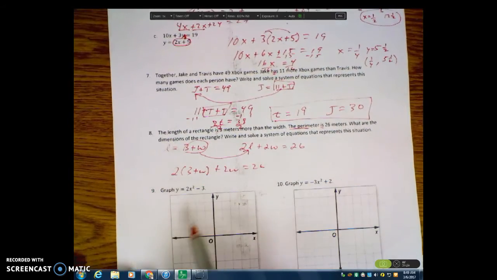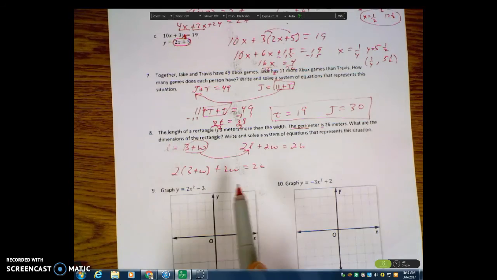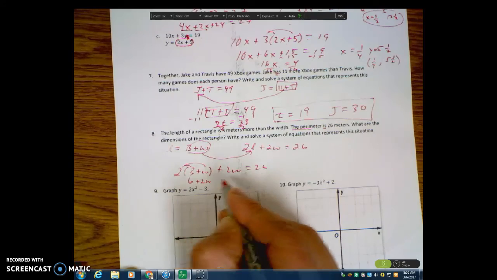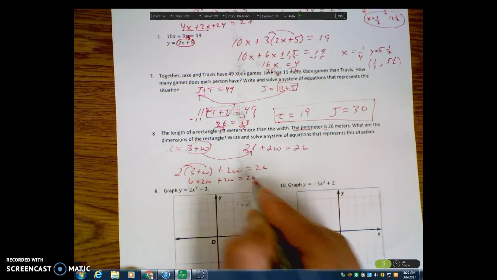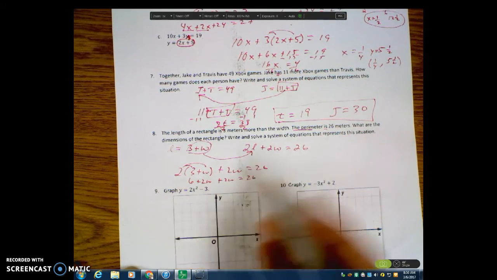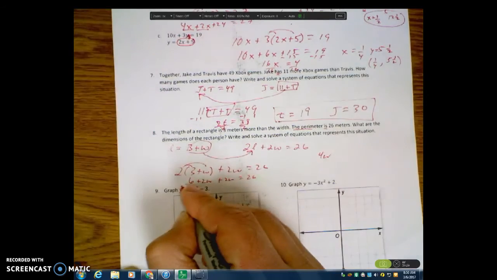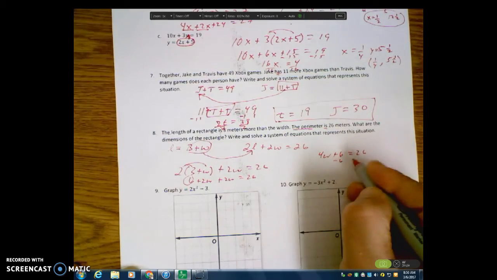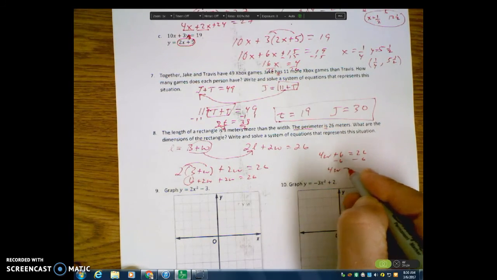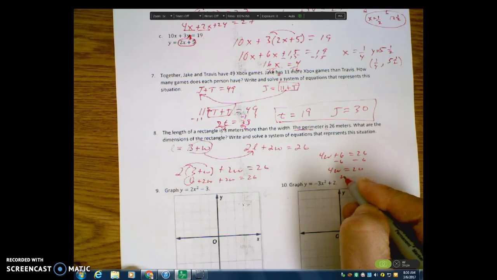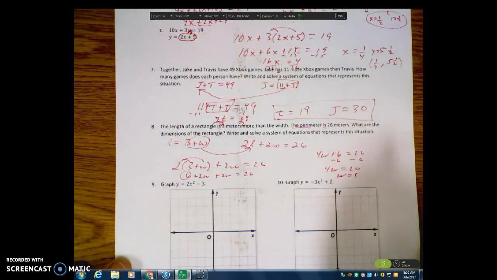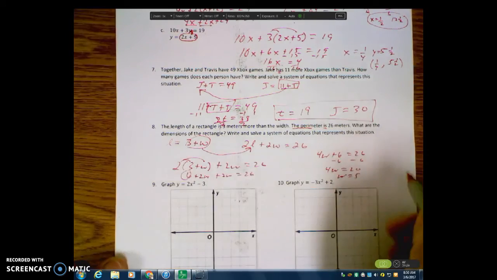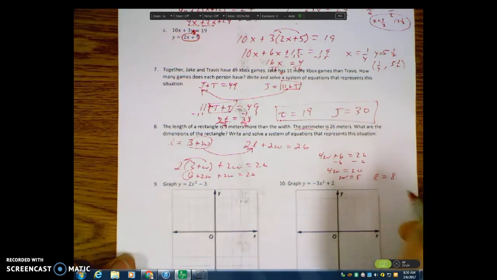And now notice that we have one equation with one variable. So I'm going to distribute and combine like terms. 2W and 2W is 4W plus 6. That's positive 6. So plus 6 equals 26. Subtract 6. I'm going to get 4W equals 20. And W equals 5. I divided both sides by 5. And then I'm going to find the length by plugging it into here. 3 plus 5. So the length is 8. All right.